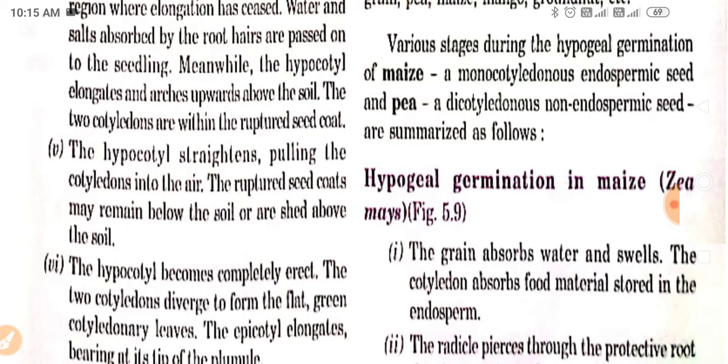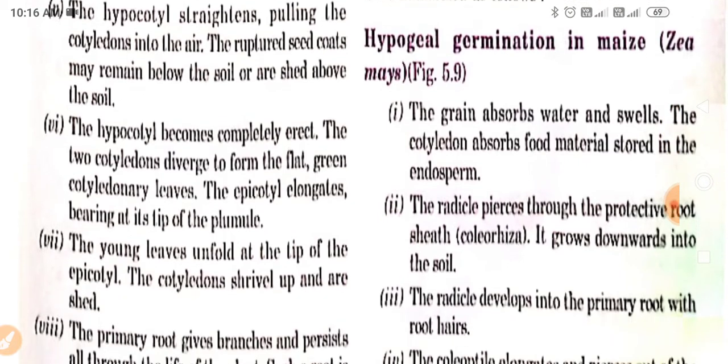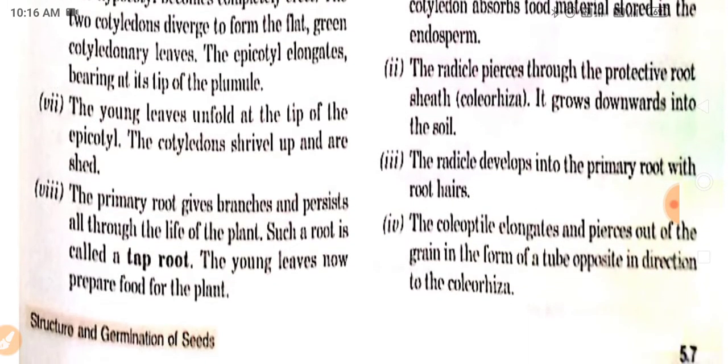The ruptured seed coat may remain below the soil or be carried above the soil. The hypocotyl becomes completely erect. The two cotyledons diverge to form the flat green cotyledonary leaves. The epicotyl elongates, bearing at its tip the plumule. The young leaves unfold at the tip of the epicotyl. The cotyledons shrivel up and fall off.